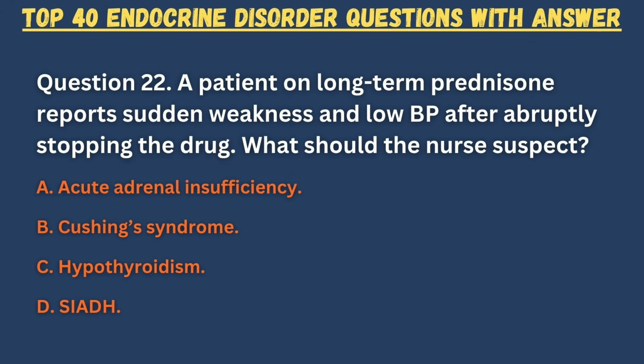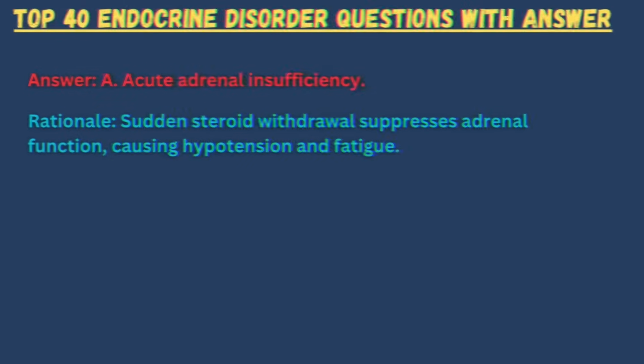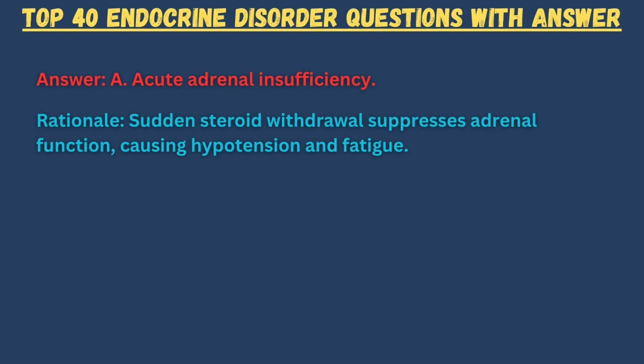Question 22. A patient on long-term prednisone reports sudden weakness and low BP after abruptly stopping the drug. What should the nurse suspect? A. Acute adrenal insufficiency. B. Cushing syndrome. C. Hypothyroidism. D. SIADH. Answer. A. Acute adrenal insufficiency. Rationale. Sudden steroid withdrawal suppresses adrenal function, causing hypotension and fatigue.